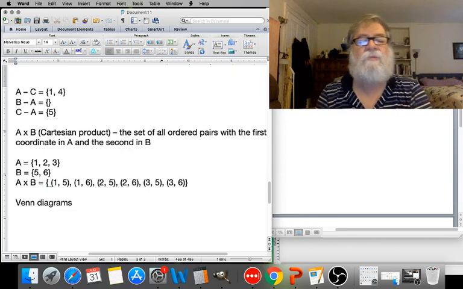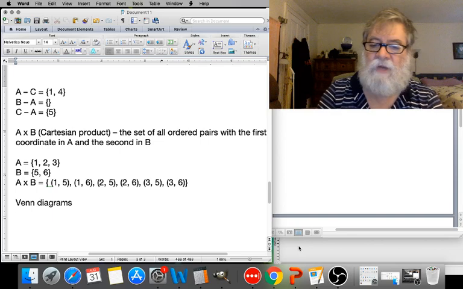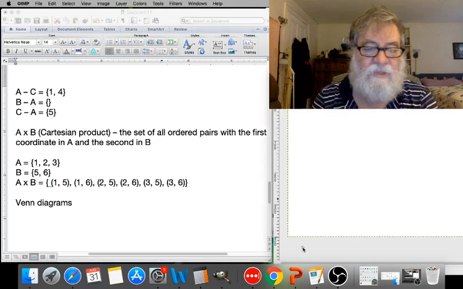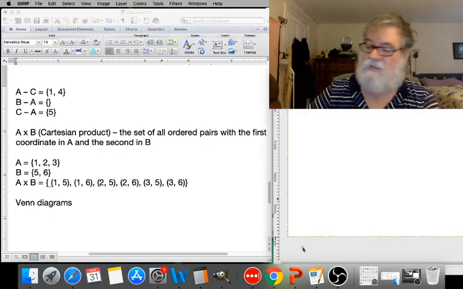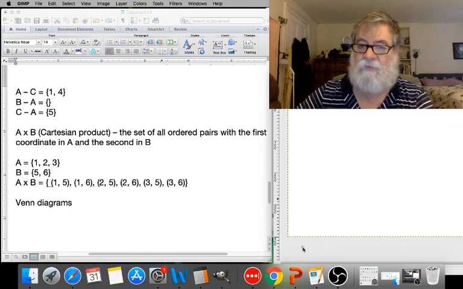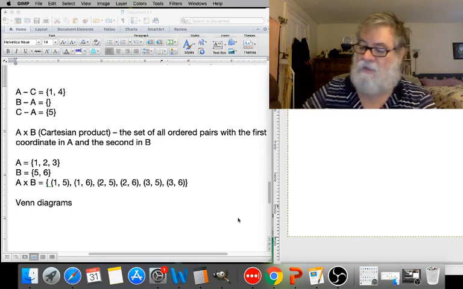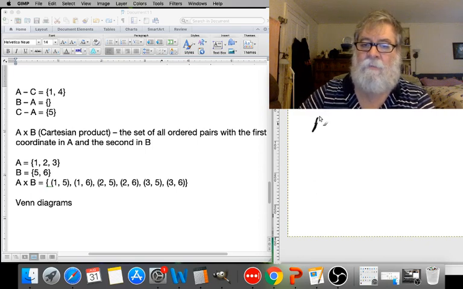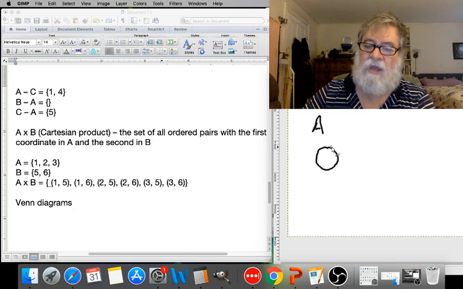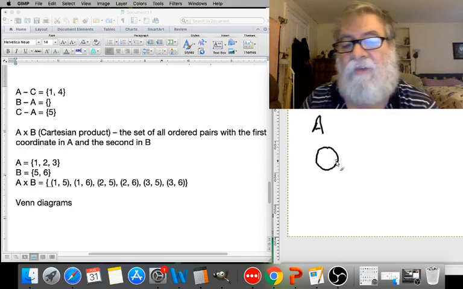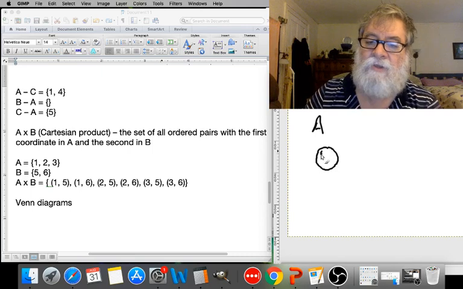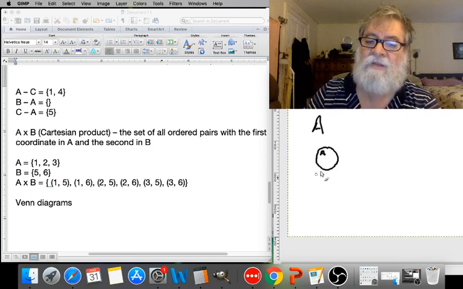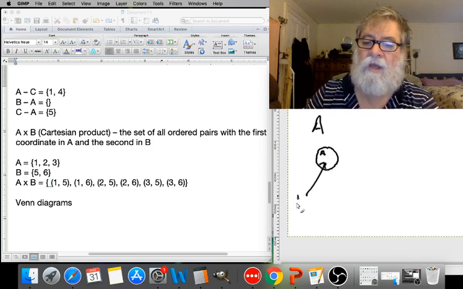Venn diagrams are diagrams that can be used to sketch the relationship between two sets. A single set is represented by a circle. Suppose I have a single set, A. I would just draw a circle and label it A. Everything inside the circle would be A, and everything outside the circle would be everything not in A, that is, A complement.